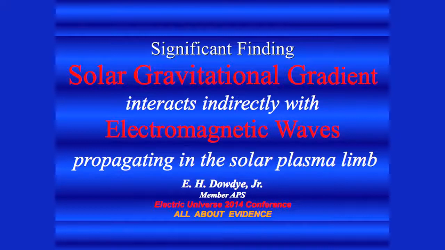The title of this talk is a continuation of what I have done before. We talk about the solar gravitational gradient interacting directly with electromagnetic waves propagating in the solar plasma limb. And when I say the gravitational gradient, for example, we know very well that when you put satellites in deep space, you put atomic clocks on board these systems.